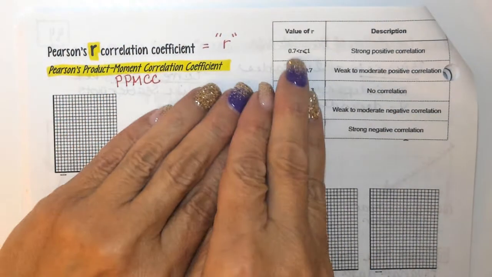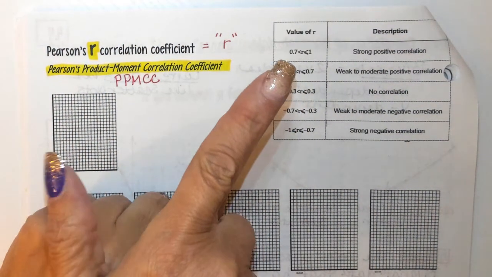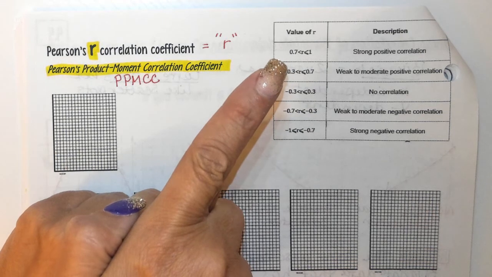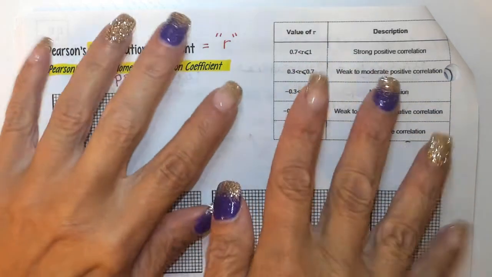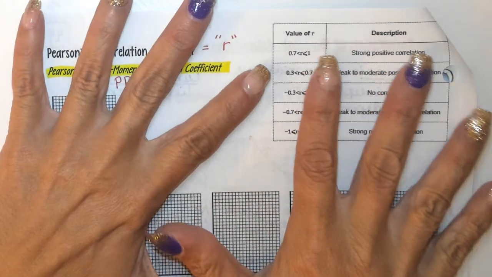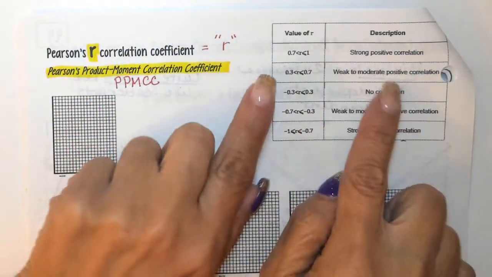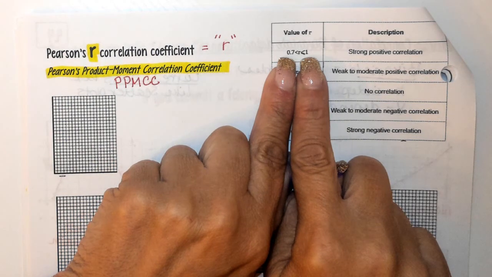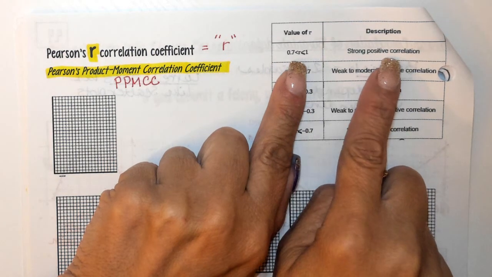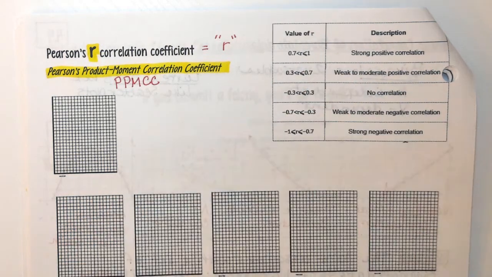When these dots move together and make a straight line, it's like the number 1. That is a strong correlation. But when the dots are really spread out and kind of all over the place, that's a very weak correlation. So from 0.7 to 1, it is a very strong correlation. I'm going to show you what that looks like.